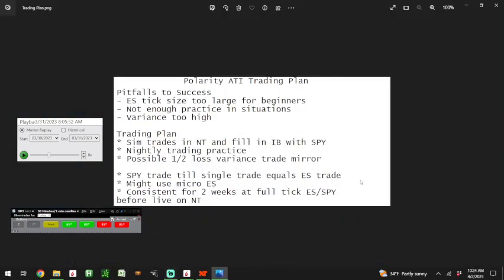Hey guys, I just want to make a quick video about the trading plan of Polarity. I think I am getting better enough where I feel comfortable trading, mirroring it in SPY, and not just randomly testing things. Hopefully I'll get better with time and more practice, especially with regression. I still have a little trouble with that.